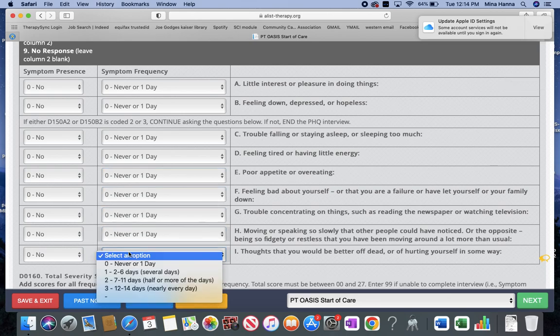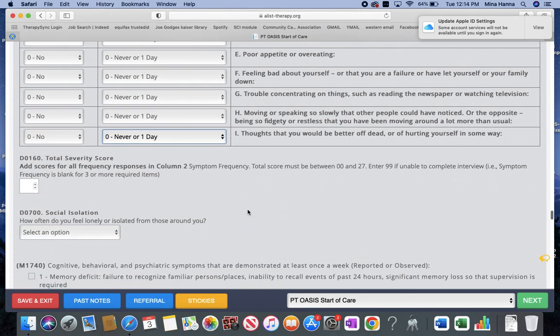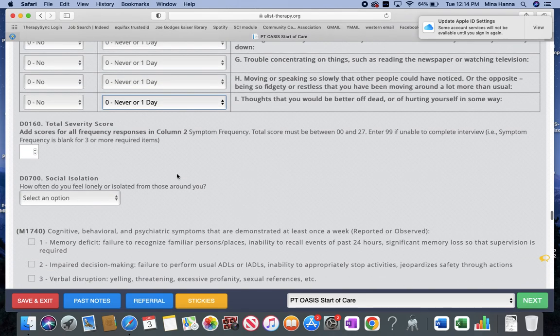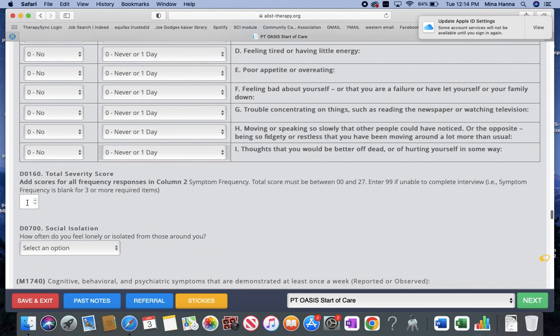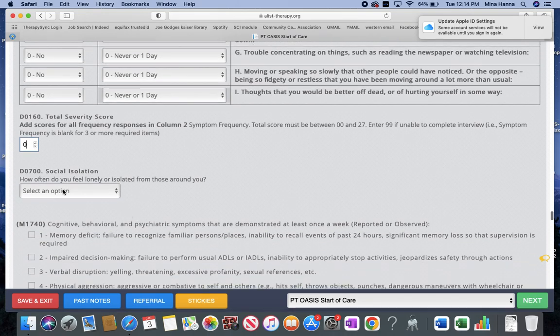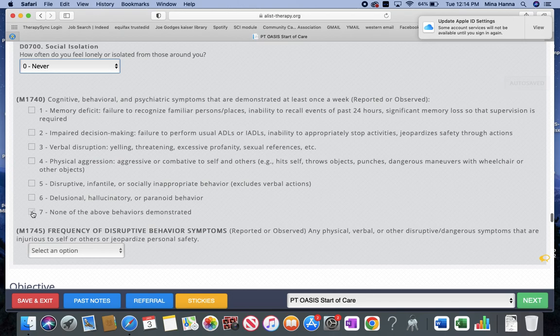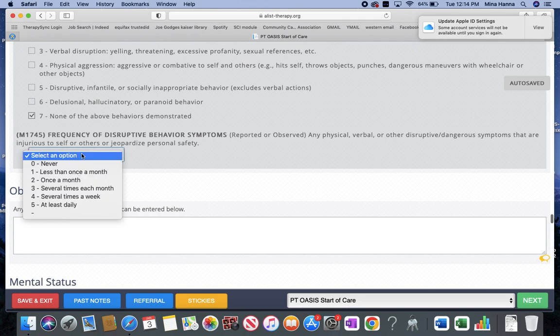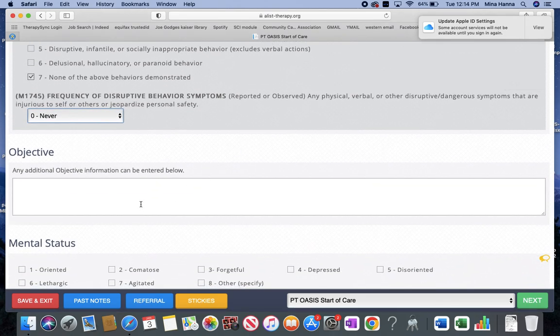And if you notice earlier, we also answered similar questions about depression. And it says here, add scores of all the frequencies in column 2. Obviously, we put 0 in this example because the patient didn't present with anything. So you're just going to put 0 here. Social isolation, never. In this problem, there was no issue with memory. Again, it's still cognitive. And you put frequency done, behavioral symptoms, never. And that's it. This section that I just covered is what the major change was for OASIS-E.